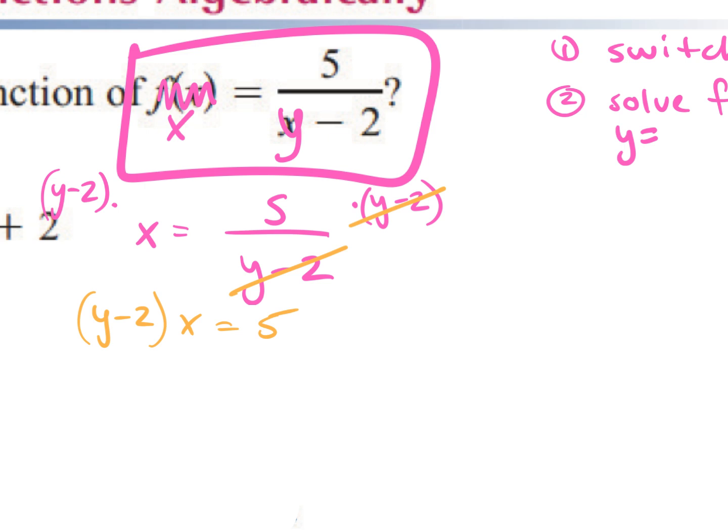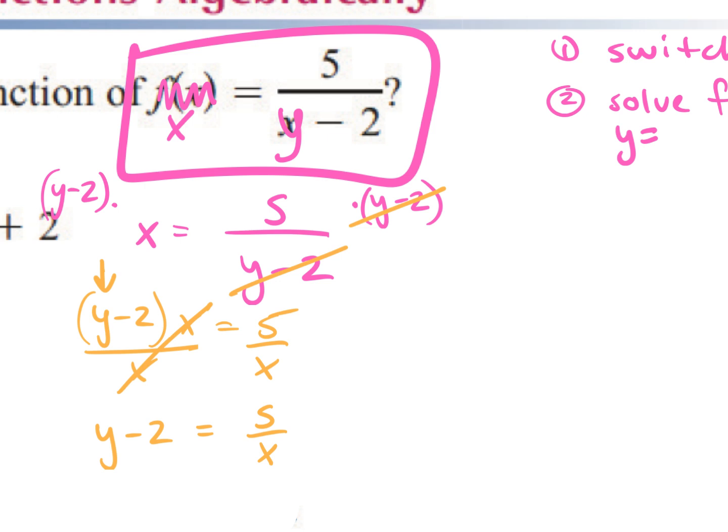Now again, our goal is to get y all by itself, so we need to undo everything on the left side and get that y solo. What do you think we need to do next? Divide by x. Awesome. Let's move the x to the other side. So we're going to divide both sides by x, so y minus 2 is equal to 5 over x.